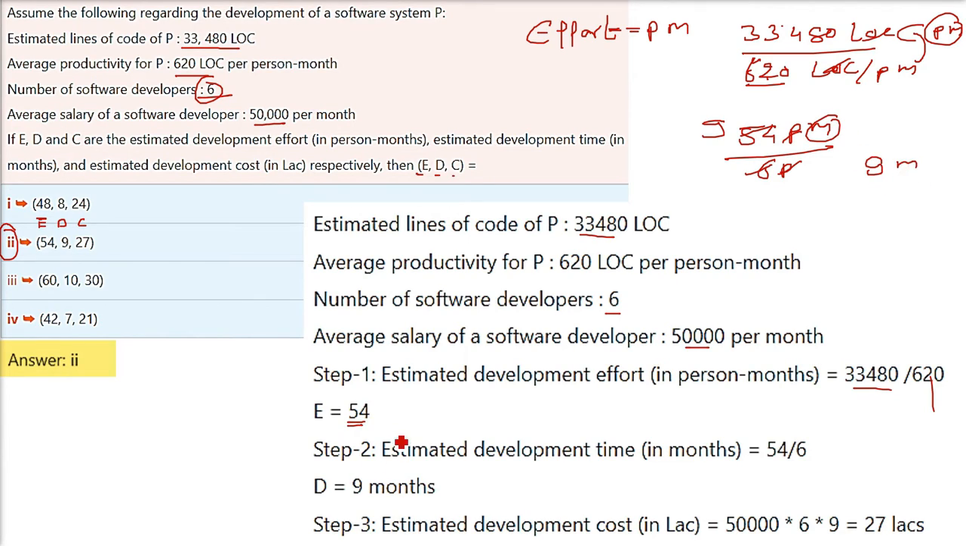Now what? I'm just seeing the units. Next is step 3, that is the cost. Cost is very simple. 50k. You know that it is going for 9 months. How many people are there? 6. So 50,000 into 6 people into 9 months they are working. The cost will be 27 lakh. Please remember 10 lakh is 1 million. So in a million, this is the answer. So the second one is the answer.